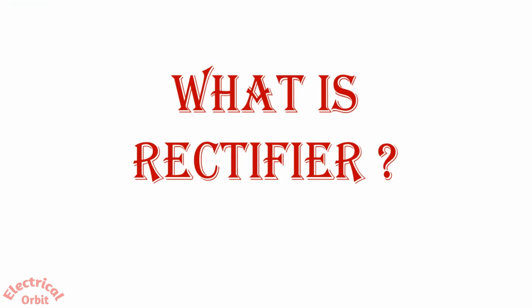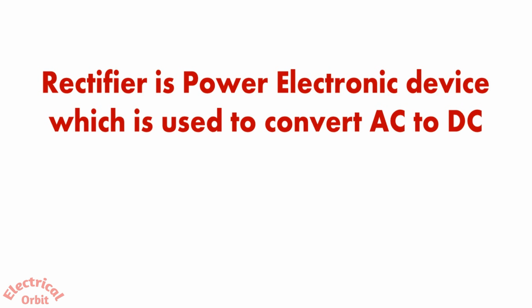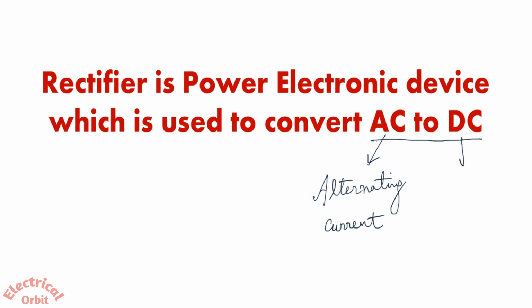Welcome. From this lecture, we are going to start a new concept in power electronics, that is rectifier. Now your question will be, what is rectifier, or why are we studying rectifier? In power electronics, a rectifier is used to convert AC to DC. AC stands for alternating current and DC for direct current. As electrical engineering students, we all know this concept.